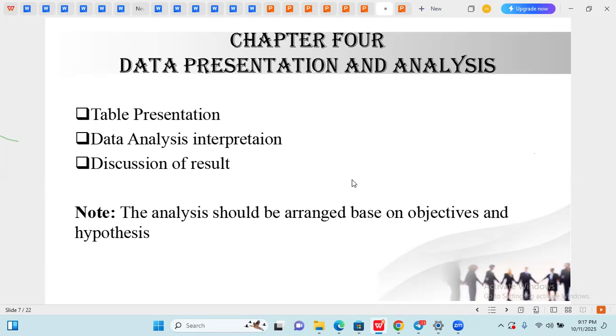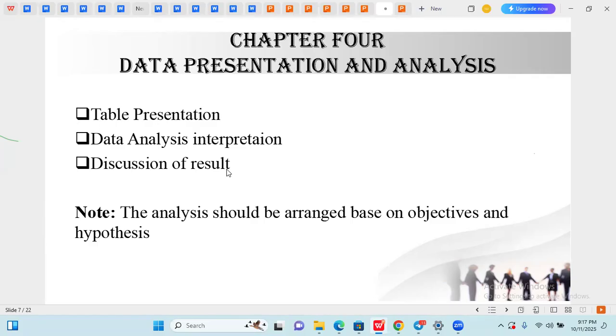Now we have presentation, data analysis, interpretation, and discussion of results. You see, this discussion of results is compulsory. Don't let anybody deceive you. If your work does not have discussion of results, it will not be accepted. You're not doing undergraduate research. Discussion of results is very, very important, and you must know how to do it.